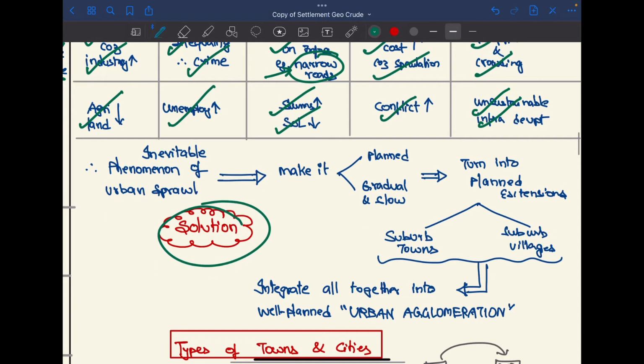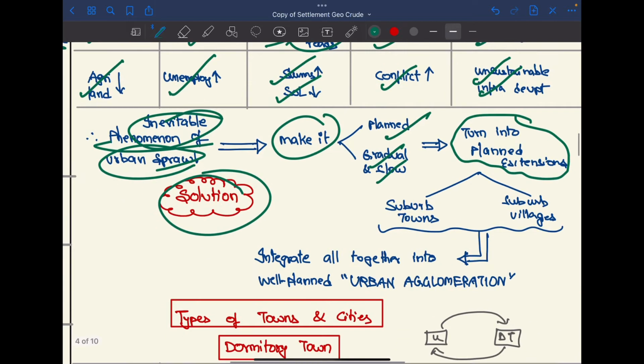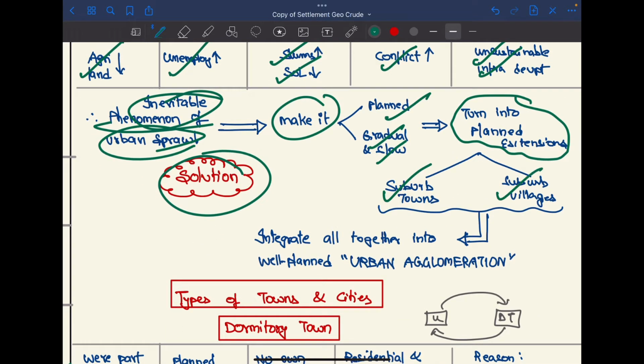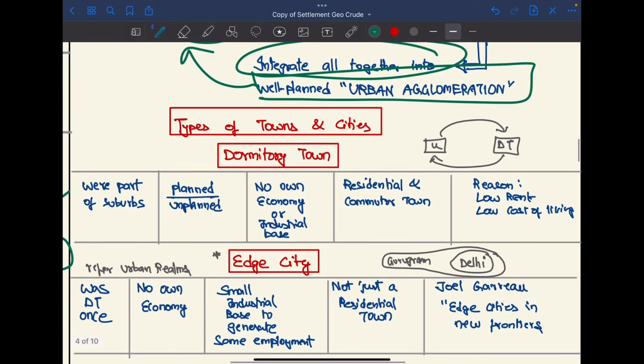So what is the solution? First of all, the urban sprawl phenomenon is inevitable. Therefore, we have to make it planned and gradual and slow. Therefore, these urban sprawls will turn into planned extensions in terms of suburban towns and suburb villages. We integrate all of them together into a well planned urban agglomeration. This is the solution to the unplanned expansion problems.